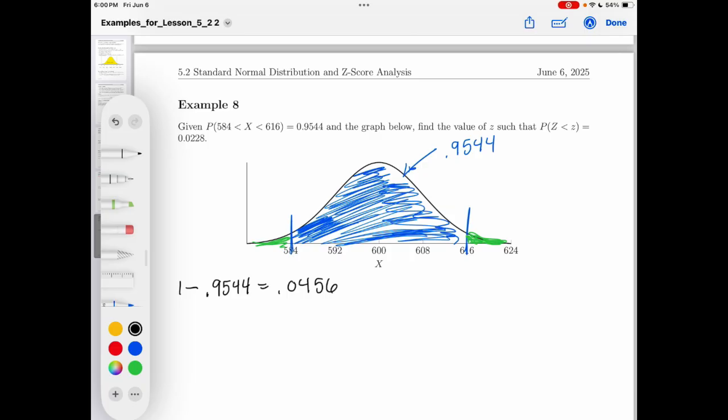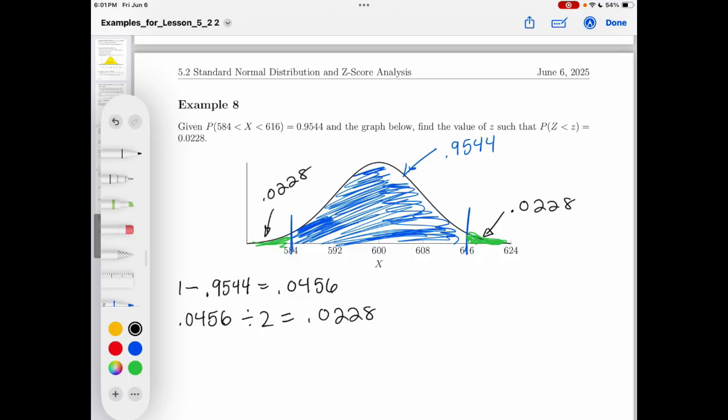That's what's left over. But I want to find out how much is in each individual wing. So I'm going to take 0.0456 and divide by 2 so I can see how much is in each wing. And when I do that, I get 0.0228. So the area that's in each of these wings is 0.0228.